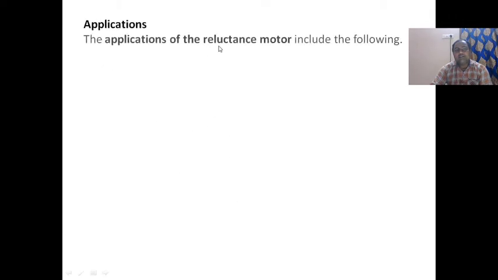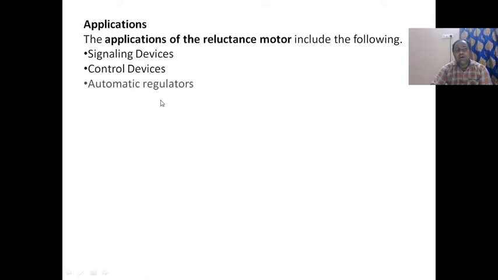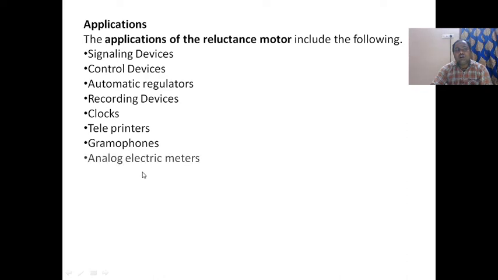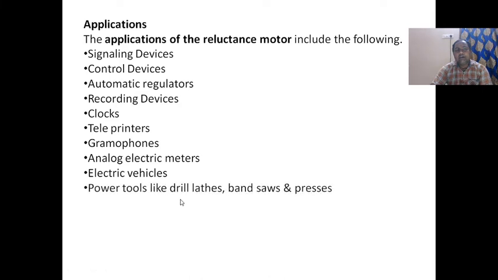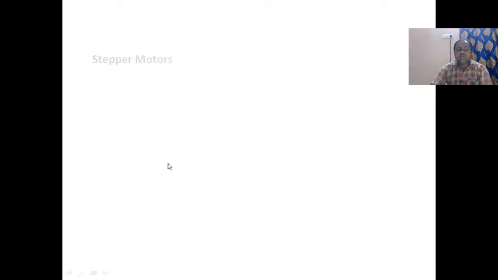Applications. The applications of the reluctance motor include the following: signaling devices, control devices, automatic regulators, recording devices, clocks, teleprinters, gramophones, analog electronic meters, electric vehicles, and power tools like drill lathes, bandsaws and presses. So the next topic is the stepper motor.